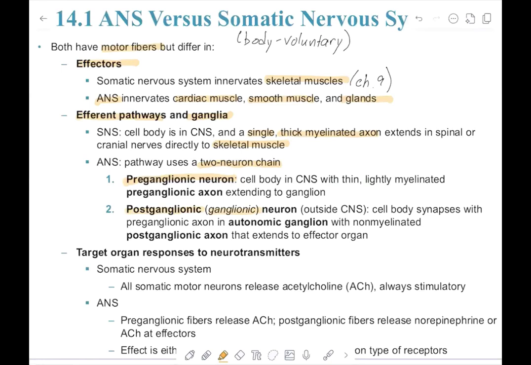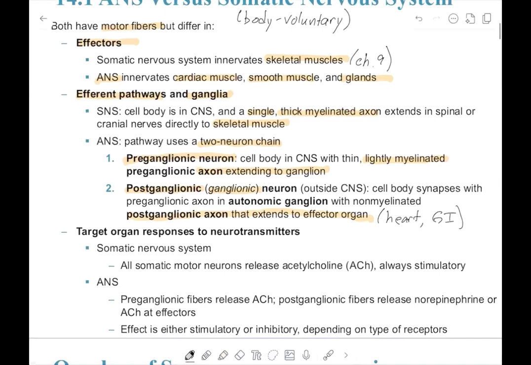So the preganglionic is a lightly myelinated axon going to the ganglia. Think of the ganglia as the meeting place between the preganglionic neuron and the postganglionic neuron. The postganglionic neuron is going to go from the ganglia to the effector organ. And the effector organ would be things like the heart, the blood vessels, the GI tract, essentially any of the organs that are going to be affected by the autonomic nervous system.